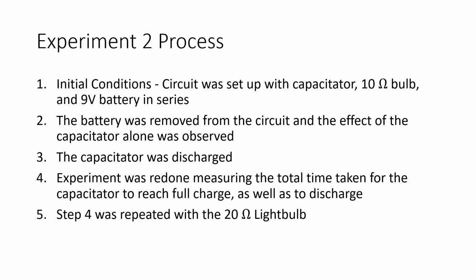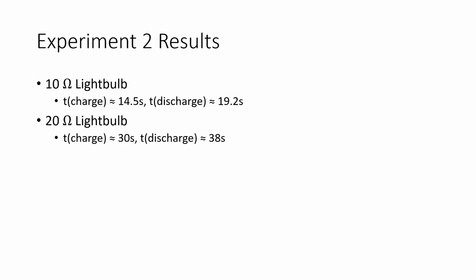The capacitor was then discharged. Then the experiment was redone with the stopwatch, measuring the total time taken. Then step 4 was repeated with the 20 ohm light bulb. The results we found were that the charge time is equal to 14.5 seconds and the discharge is equal to about 19.2. For the 20 ohm light bulb, the time to charge took about 30 seconds and the time to discharge took about 38.